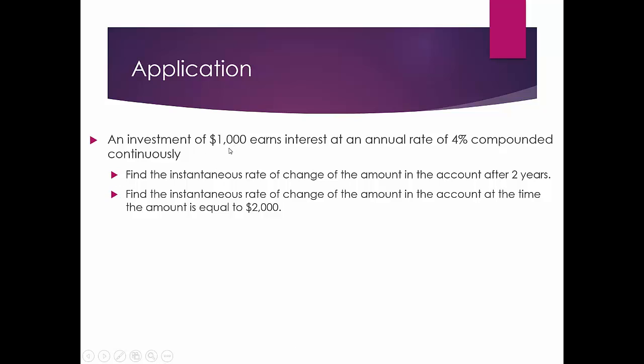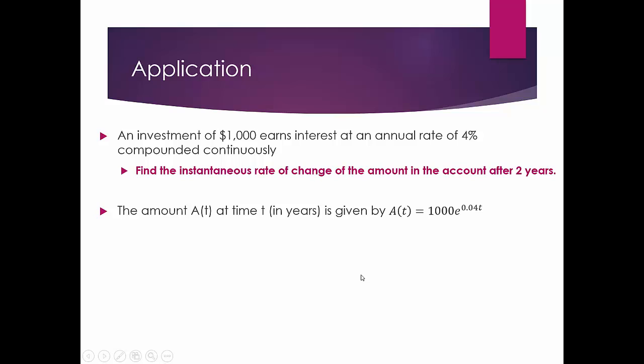So it says an investment of $1,000 earns interest at an annual rate of 4% compounded continuously. Find the instantaneous rate of change of the amount after 2 years. Find the instantaneous rate of change of the amount in the account at the time the amount is equal to $2,000.